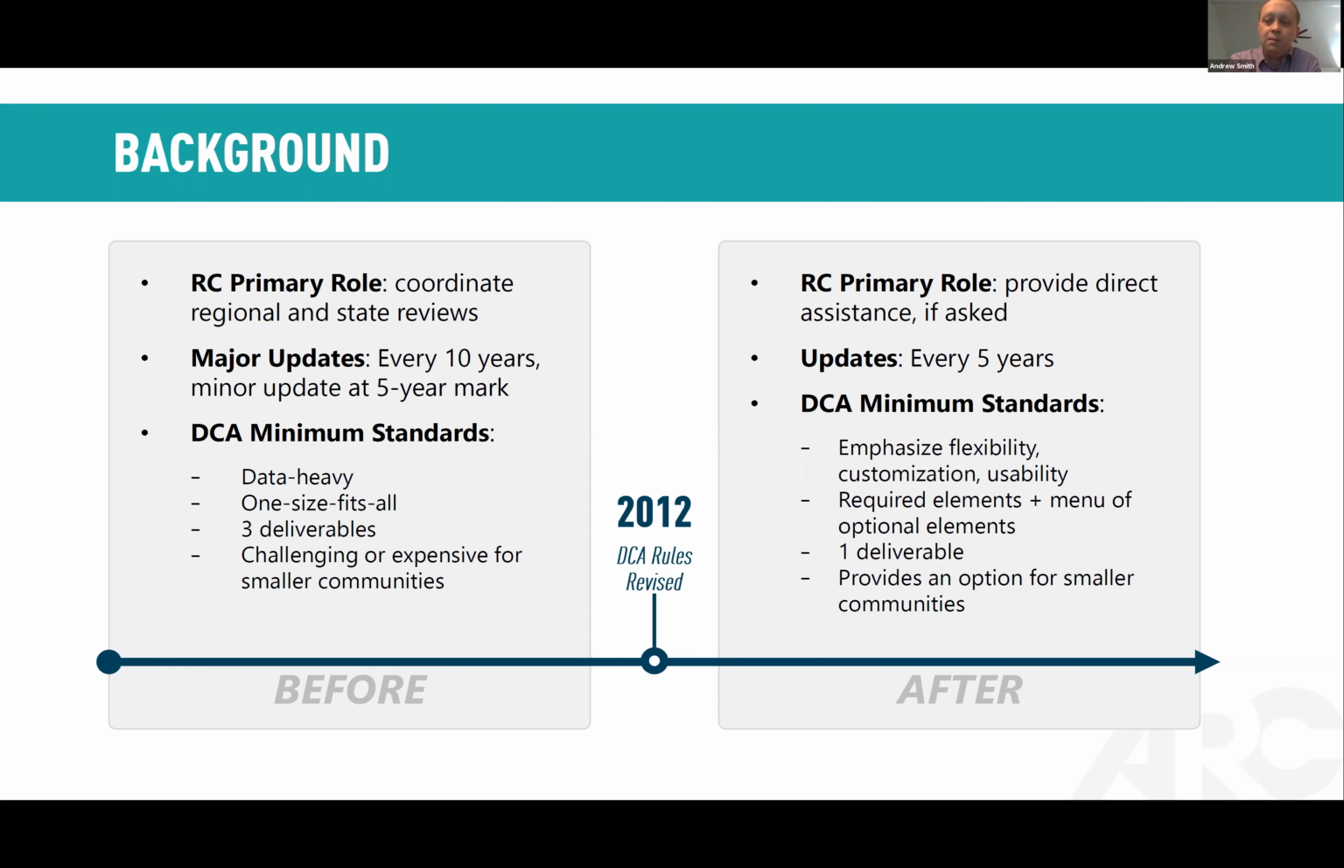I'll skip down to the bottom here. The minimum standards, the way that they were changed, really emphasize flexibility, customization, legibility by the layperson, and usefulness to the elected officials and the leadership and the staff. The required elements were cut down to a key core group of elements, and then there's a menu of optional elements. There's just one deliverable now, which is a lot simpler for most communities.